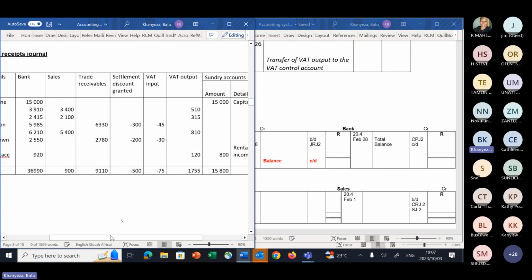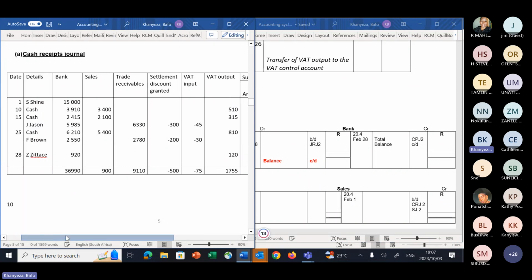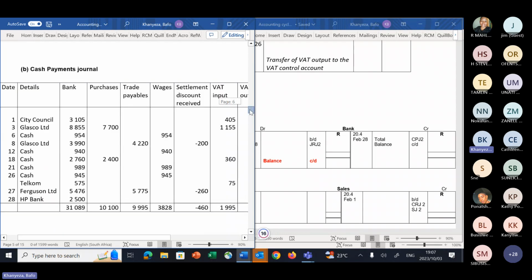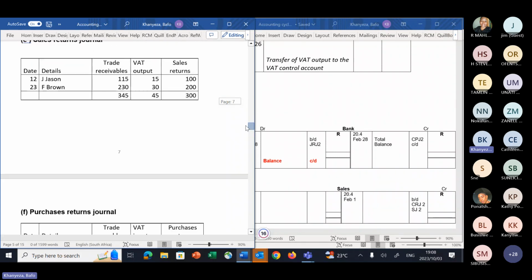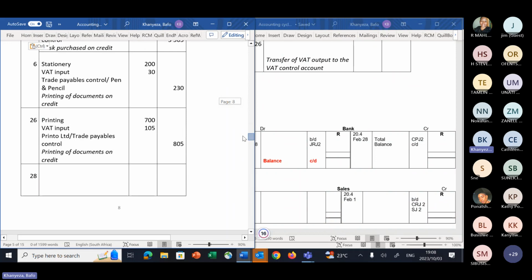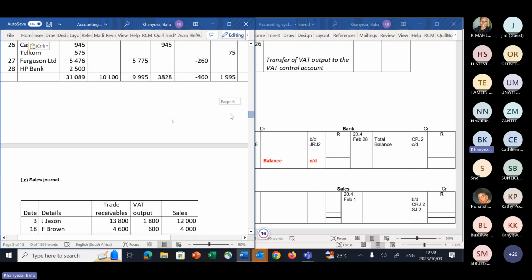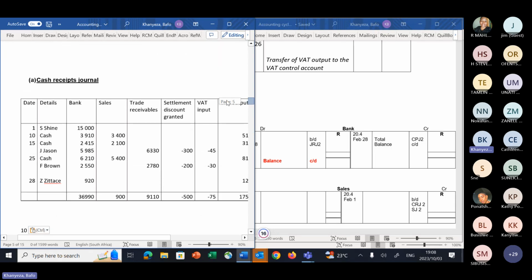Last time we ended up with the journals. Maybe if you were not part of the lecture previously, you'll go and catch up, because I don't want to waste time catching up on what we did and what was required. The requirement was that we prepare the cash receipts journal, cash payment journal, sales journal, purchases journal, and general journals. That's what we were meant to do last time. From that, the next step is to prepare the ledger accounts.